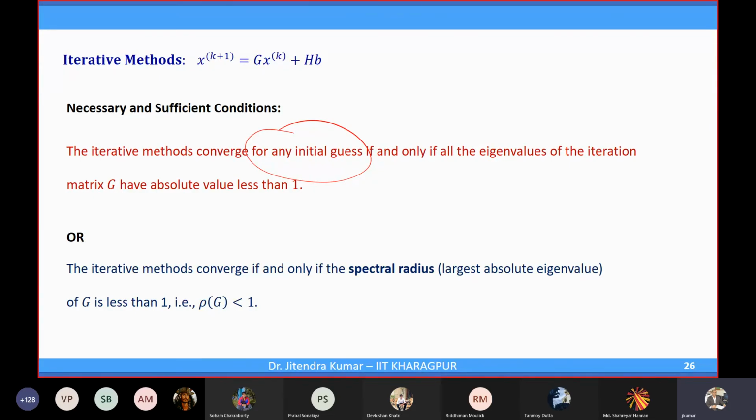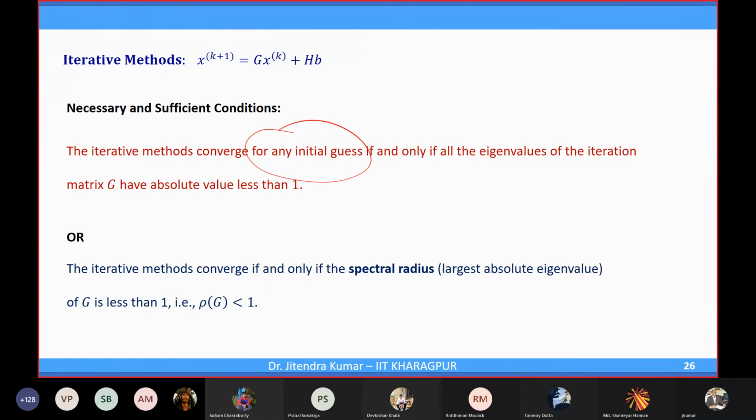So one iteration matrix may have absolute eigenvalues less than 1, the other one may not. So we cannot guarantee that if Jacobi converges for a problem, Gauss-Seidel will definitely converge. We cannot say anything. I'll show you many examples of those natures to clear your doubt.